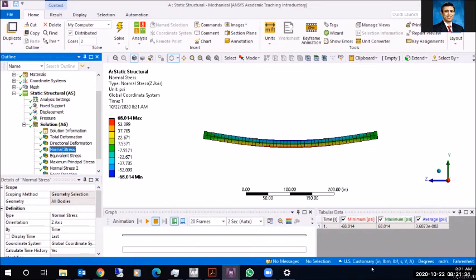So on your homework, when you're looking at finding the axial stress in the shaft, please make sure you are using normal stress and selecting the direction of the axis of the shaft.